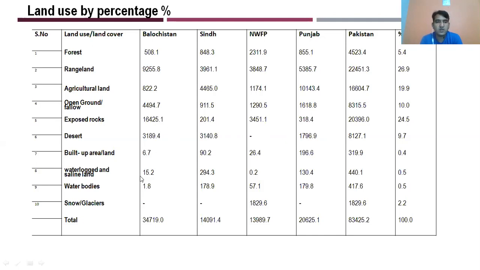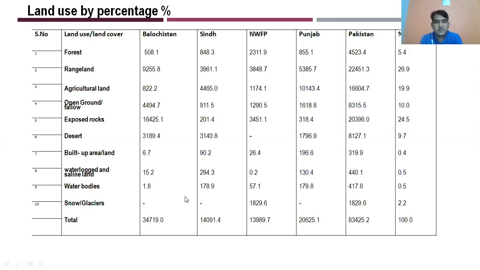So you can see the waterlogging and salinity land. We have 0.5% land area under waterlogging and salinity. Most of the salinity is in the province of Sindh, where the salinity rate is so high because of the location. Sindh is in the south of Pakistan, where most of the water comes from the north, as surface water and also underground water. So you need a proper drainage to throw out that water.